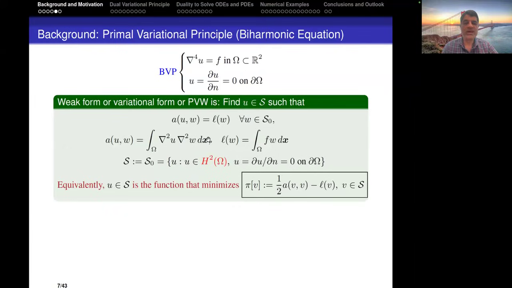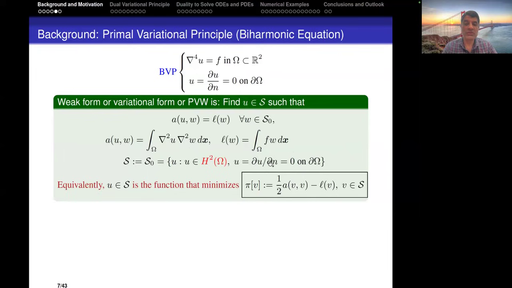The nice thing is that you can do exactly the same thing as before. You multiply by test function w, but then you have to do the divergence theorem twice to shift 2 of the derivatives from u to w. So you end up with a Laplacian of u and a Laplacian of w here, and on the right-hand side the same f times w. Now these become the essential boundary conditions as part of the definition of the space. So you can see that the test function and the trial function space must now be in H2, which is highlighted, and u and the normal derivative of u must be 0 on the boundary.